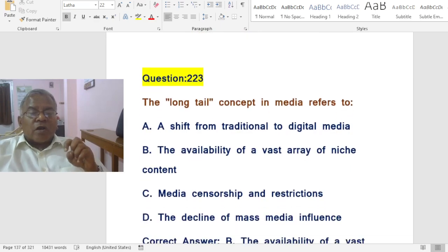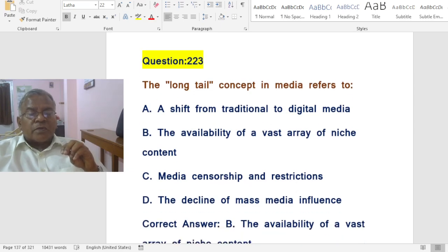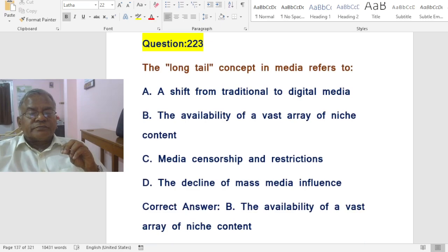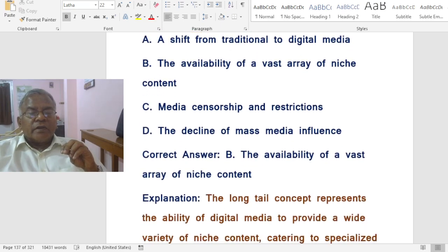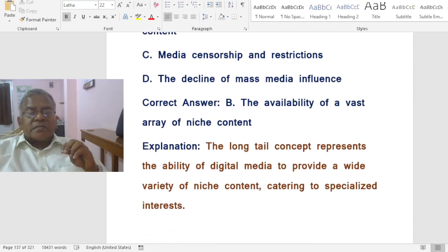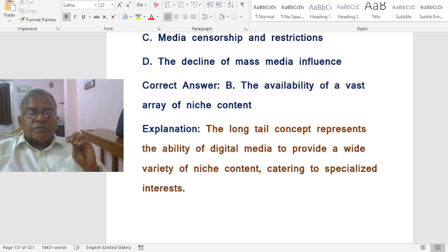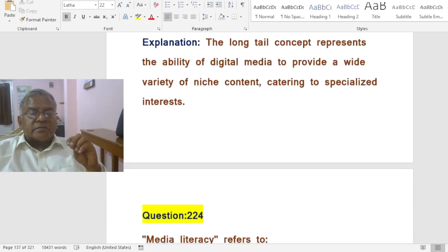The long tail concept in media refers to what? That is the availability of a vast array of niche content. The long tail concept represents the ability of digital media to provide a wide variety of niche content catering to specialized interests.